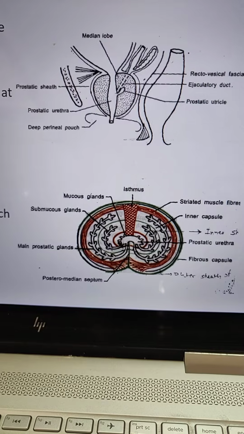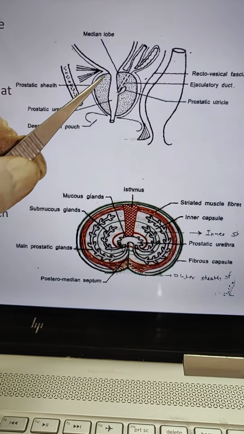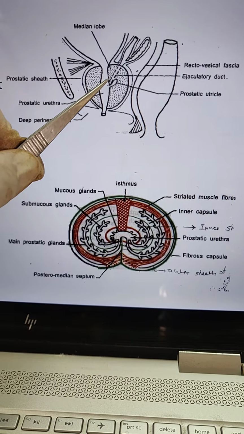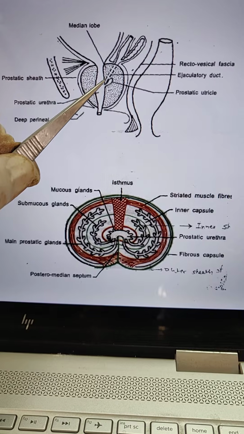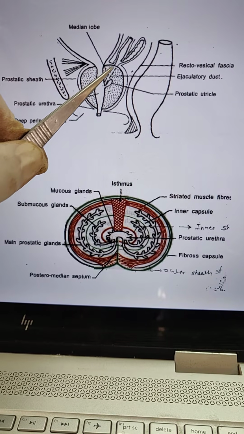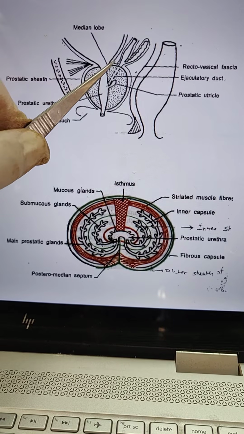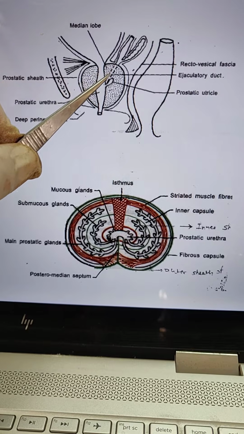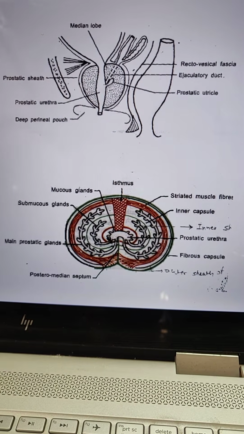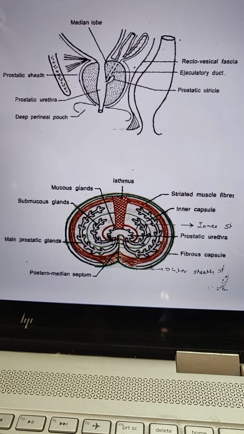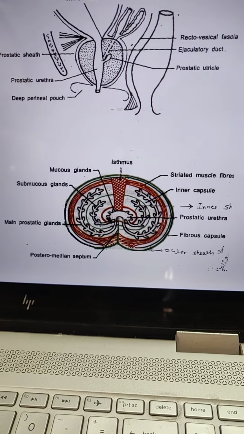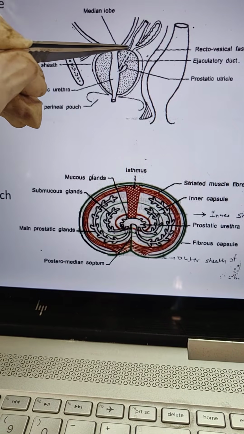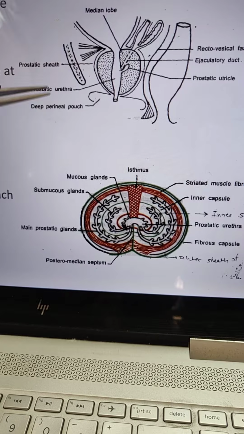The median lobe is wedge shaped, and the apex is directed towards the colliculus seminalis. On the posterior aspect, its base forms the uvula vesicae. This is the base of the median lobe. It lies between the urethra and the ejaculatory duct. Its base forms the uvula vesicae, and its apex forms the trigonum vesicae.